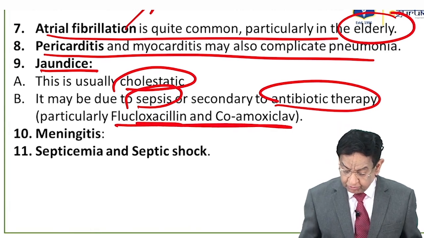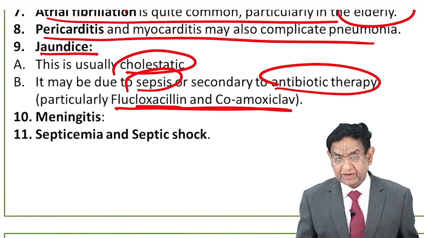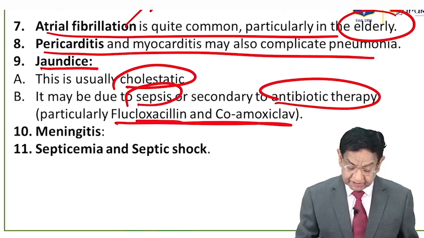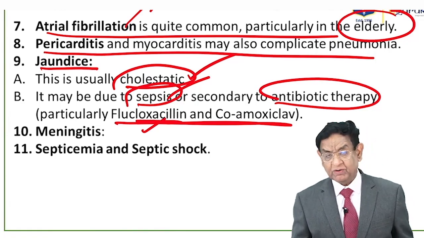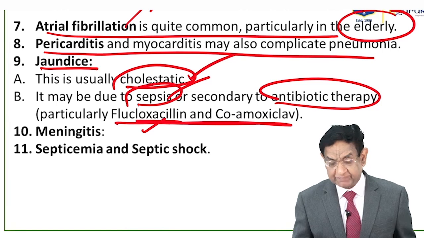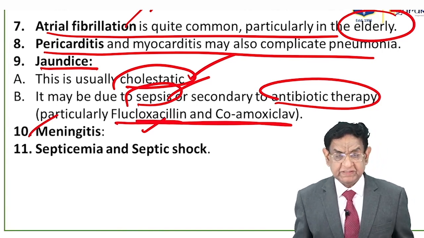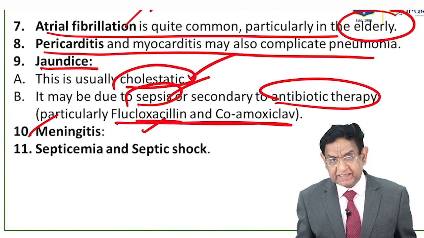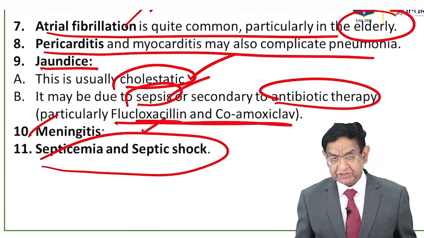Flucloxacillin and co-amoxiclav, amoxicillin-clavulanic acid, are the two. So remember, the keyword is jaundice, and either sepsis or a drug can be the cause. Meningitis: infection can go to a distance, and as a matter of distance infection, it can involve the meninges. And septicemia, septic shock, the point I already mentioned.